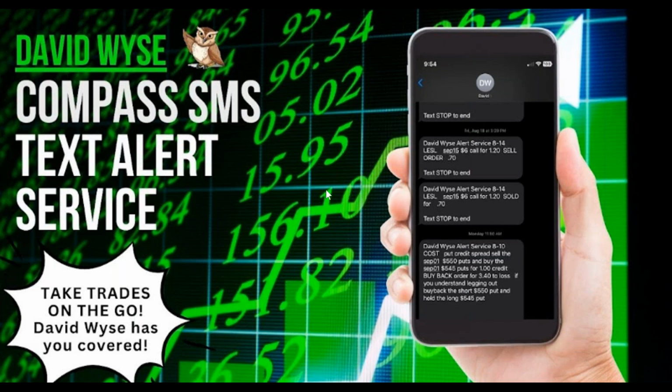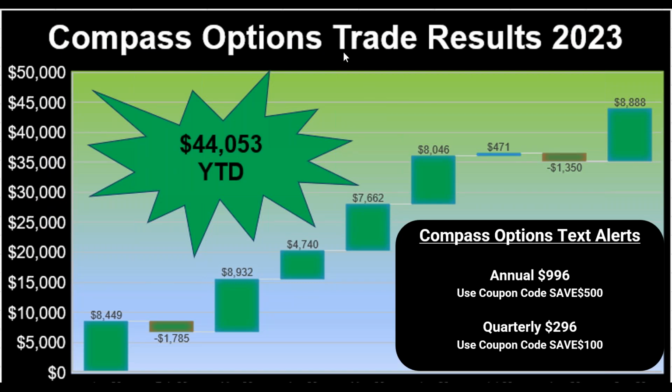So that's what it's going to look like for you. All right, so this is basically just the options trade results, which we see we had a losing month here, but pretty good months. Most of the time they're somewhere between $5,000 and $9,000.